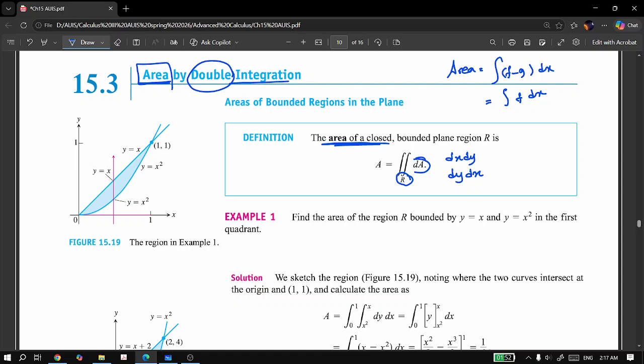Let's move to the first example and see how this rule of double integral works for finding the area between two curves. In example 1, we are required to find the area of the region that's bounded by y equal to x and y equal to x squared. Of course, since it doesn't say double integration, you can simply use the rule that you have studied previously for single integration. But since our subject is double integration, we are using double integration for finding the area between those two curves.